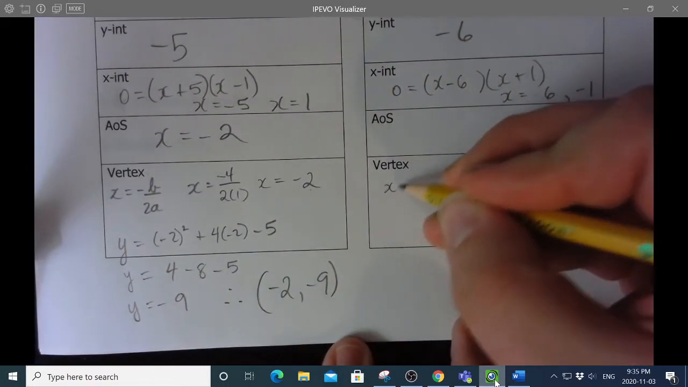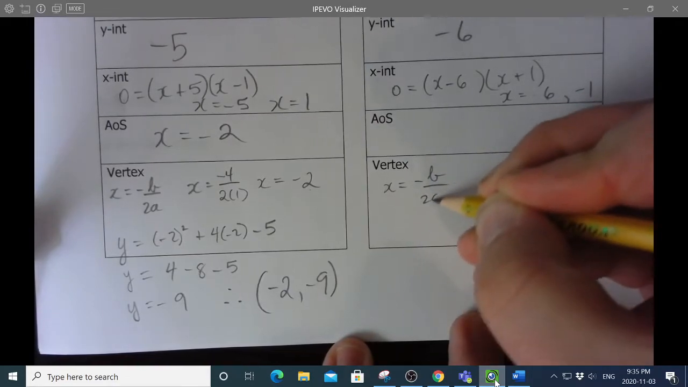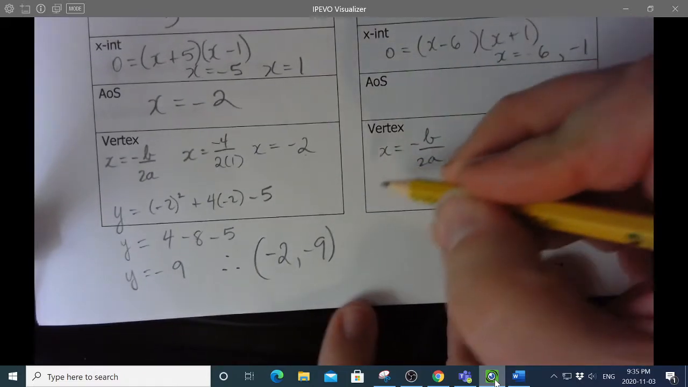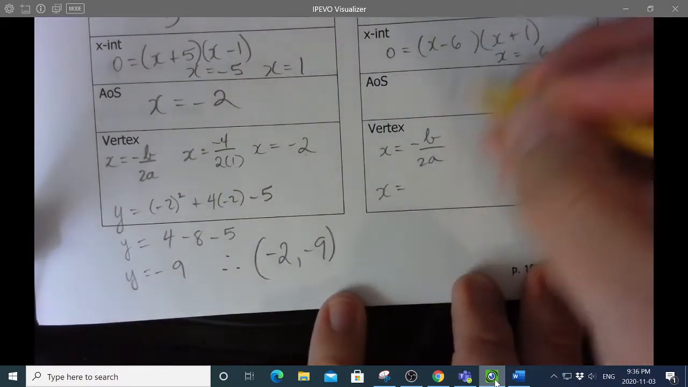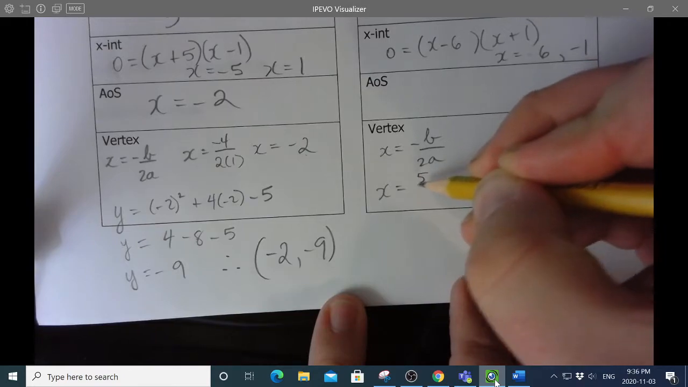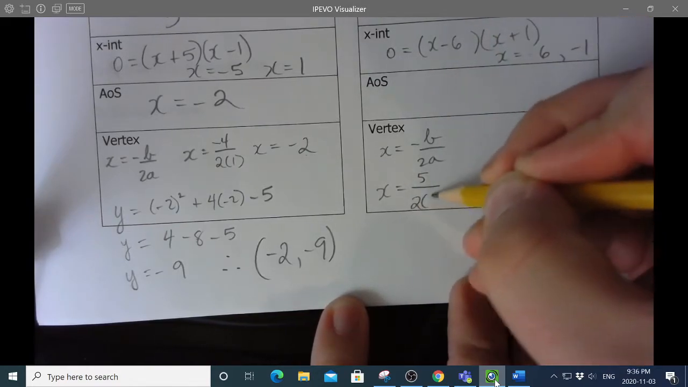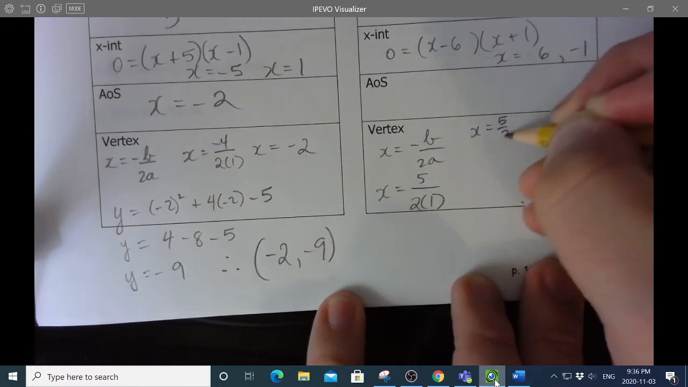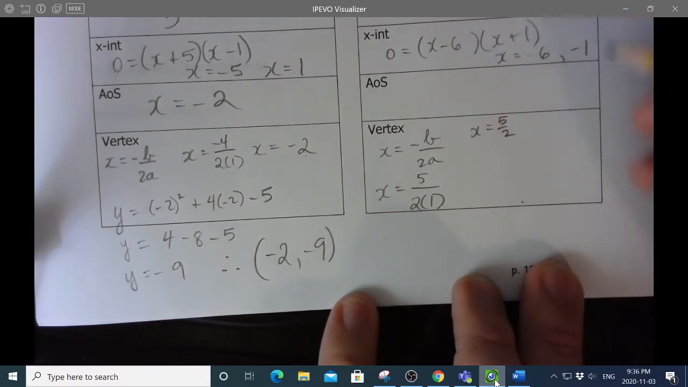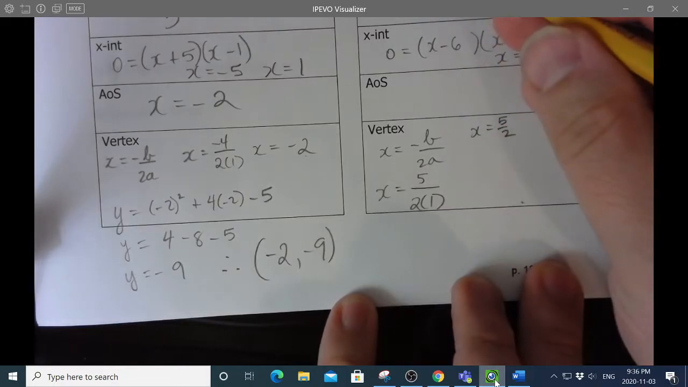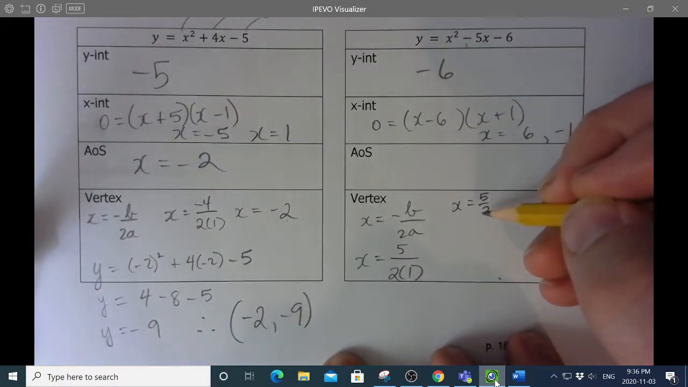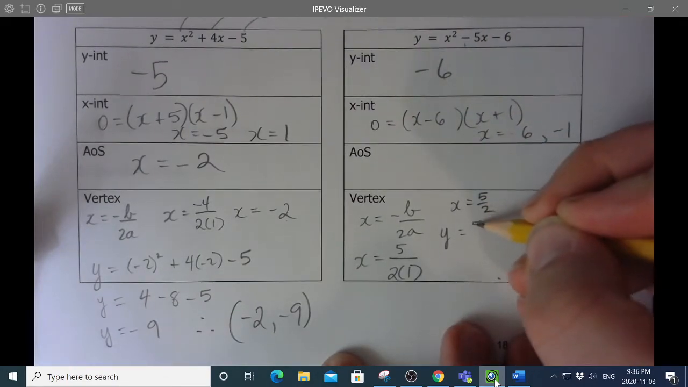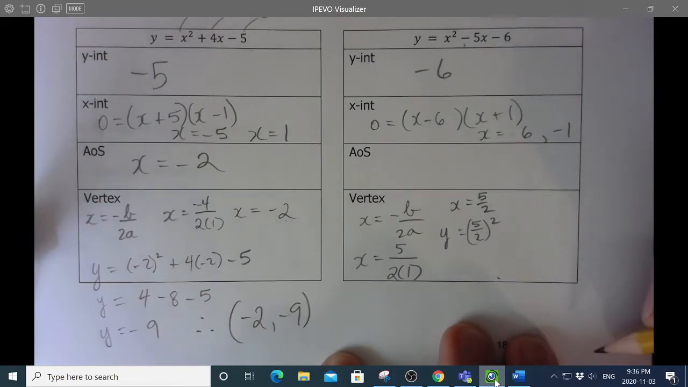So let's use the formula again. X is -b over 2a. So -b over 2a is going to be the negative of -5, which is 5, over 2 times 1. This one's going to be a fraction. So the x value is 5 halves. I'm going to plug 5 halves into x to solve for y. So this is 5 halves squared.